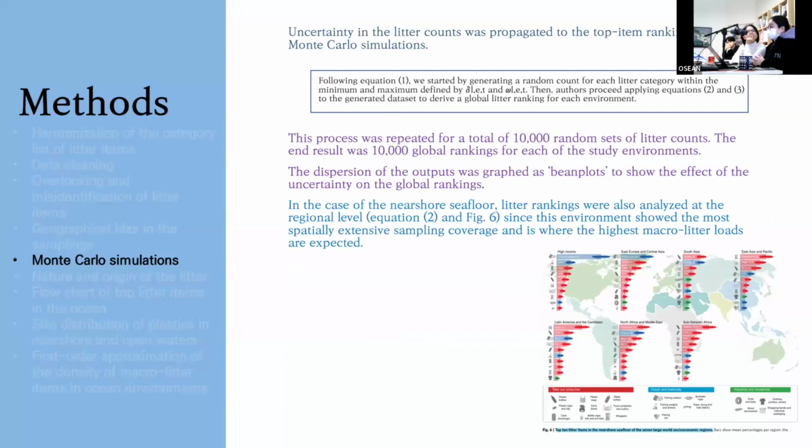Uncertainty in the litter counts was propagated to the top item rankings through Monte Carlo simulations. This process was repeated for a total of 10,000 random sets of litter counts. The end result was 10,000 global rankings for each of the study environments. The dispersion of the outputs was graphed as bin plots to show the effect of the uncertainty on the global rankings. In the case of the nearshore seafloor, litter rankings were also analyzed at the regional level, since this environment showed the most spatially extensive sampling coverage and is where the highest macrolitter loads are expected.